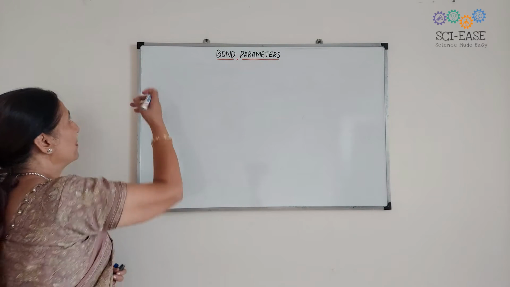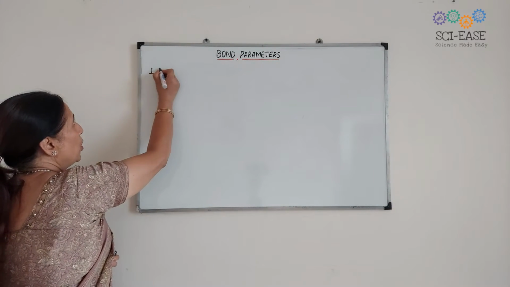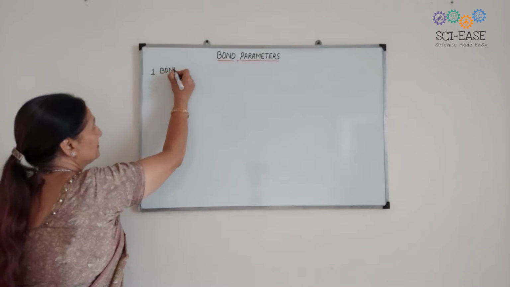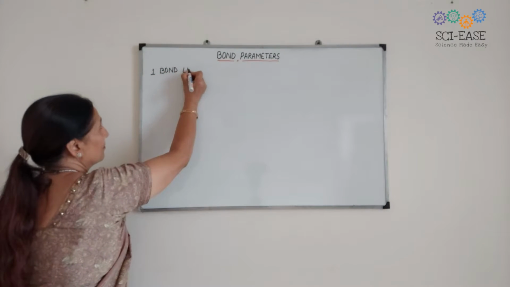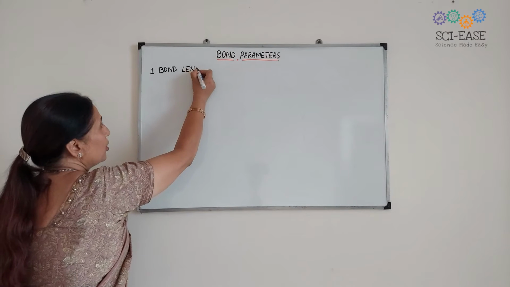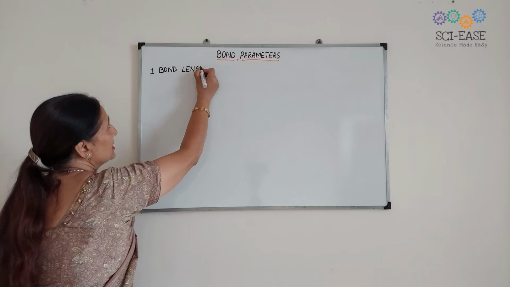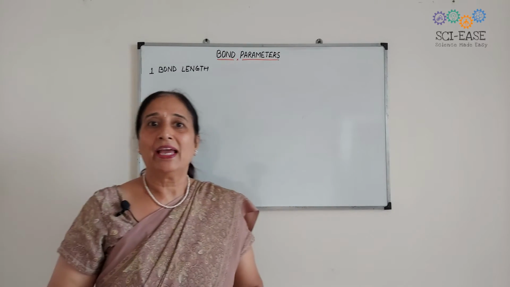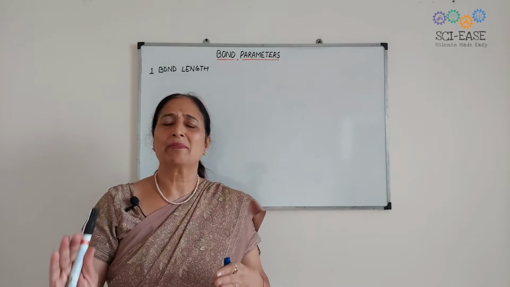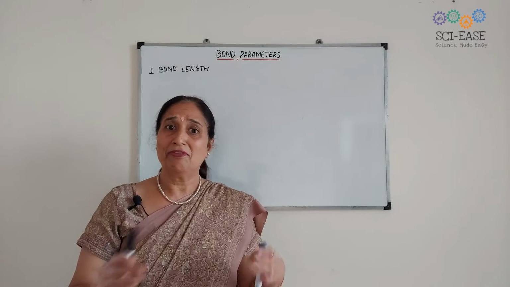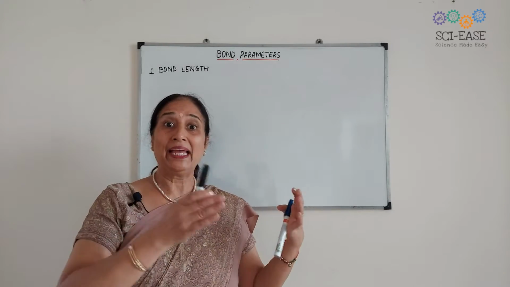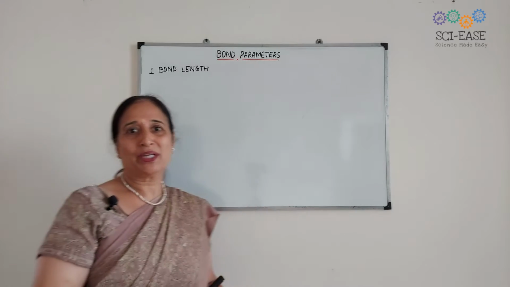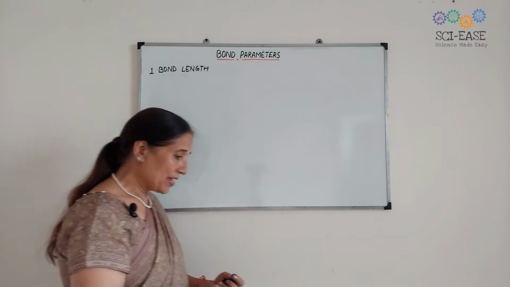The first bond parameter is bond length. We come across this term time and again throughout chemistry. We will discuss what bond length is here and how it can be measured. That I am going to tell you.